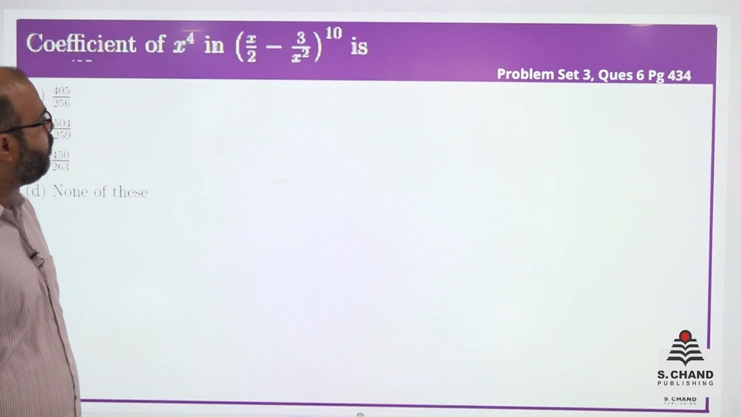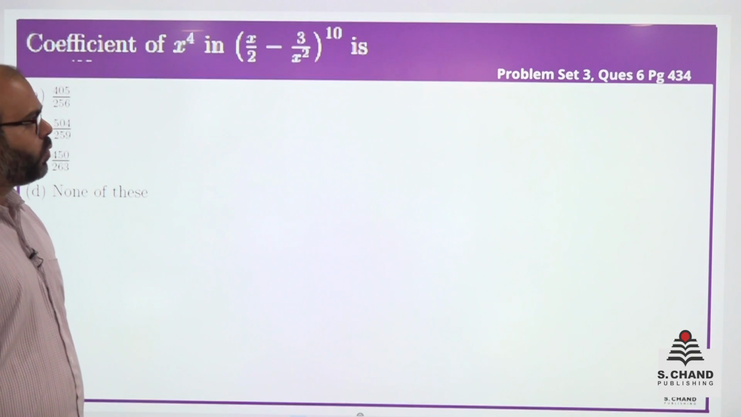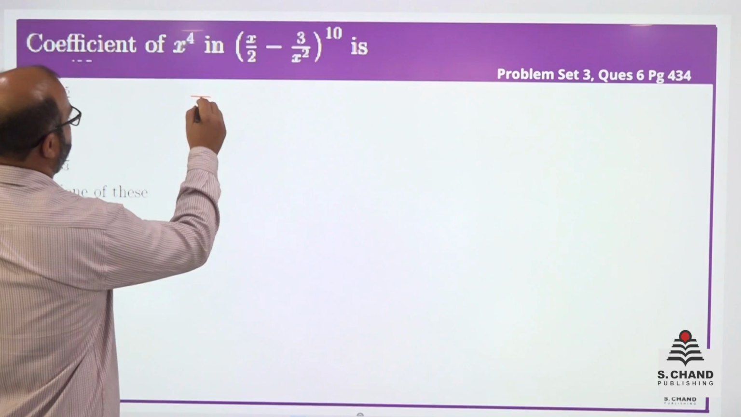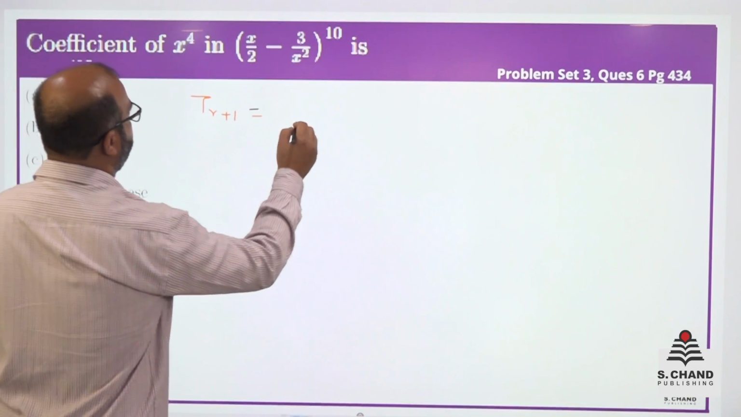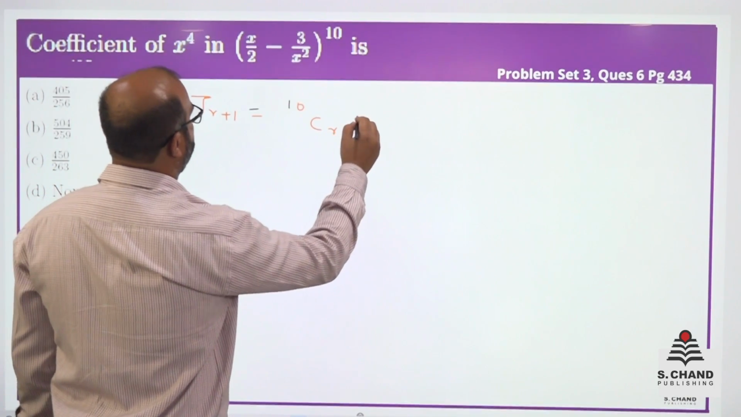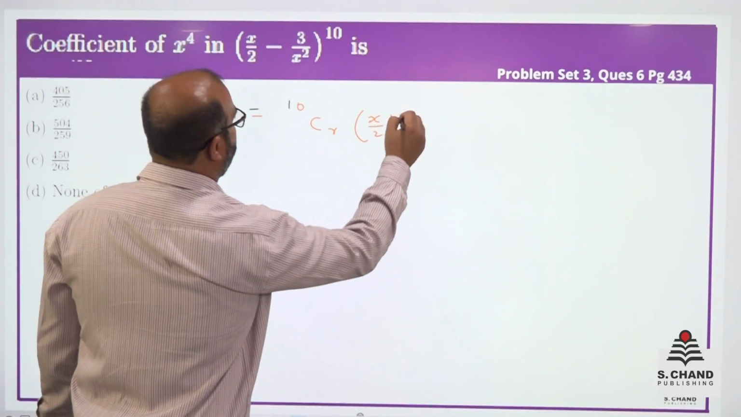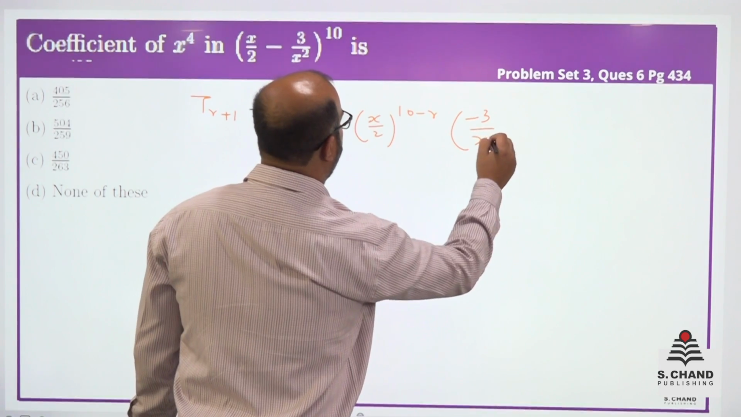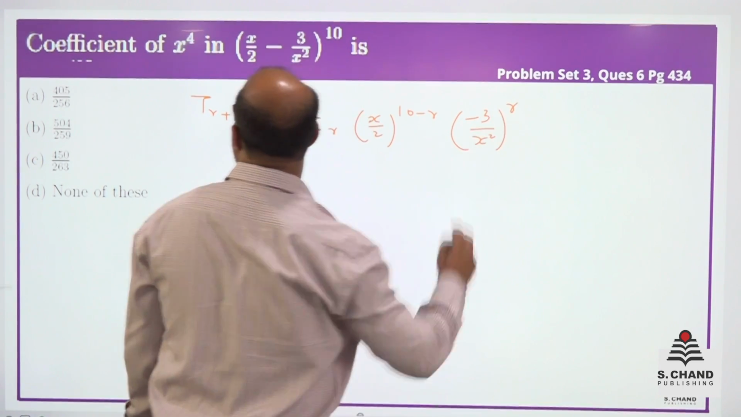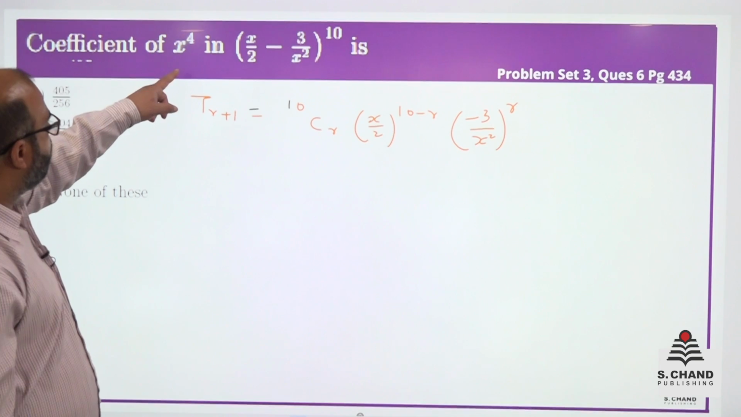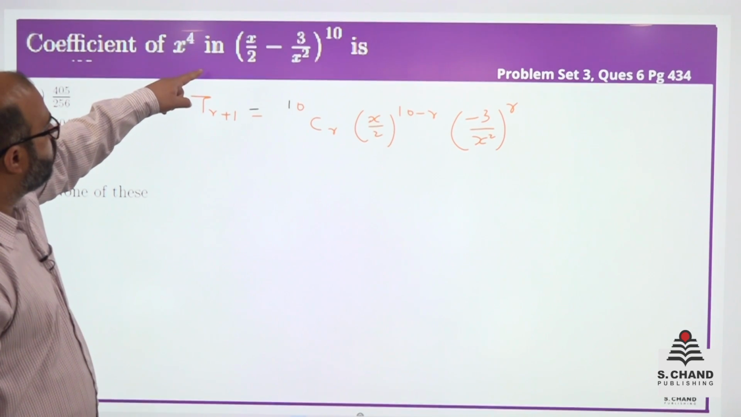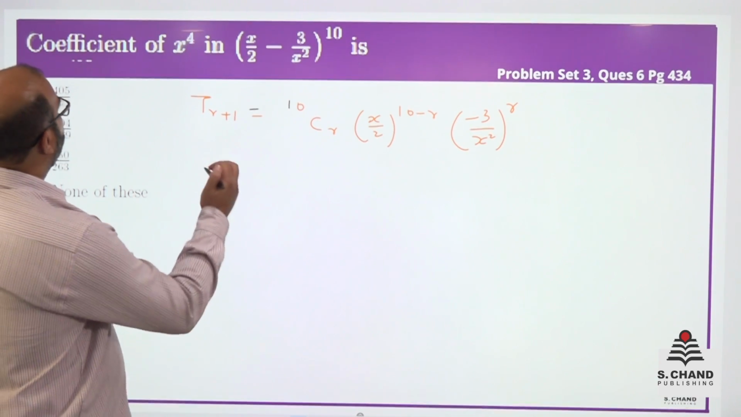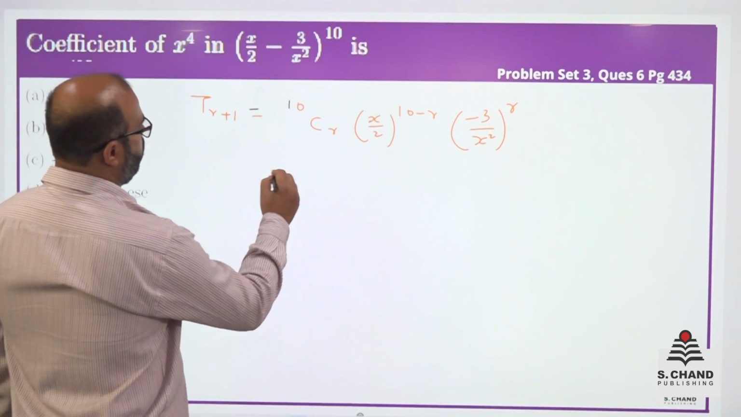Coefficient of x to the power 4 in x by 2 minus 3 by x square to the power 10 is. So general term, T r plus 1th term, 10 C r, x by 2 to the power 10 minus r into minus 3 by x square to the power r. So r plus 1th term is 10 C r, x by 2 to the power 10 minus r, minus 3 by x square to the power r. Now x to the power 4. So let us simplify this.